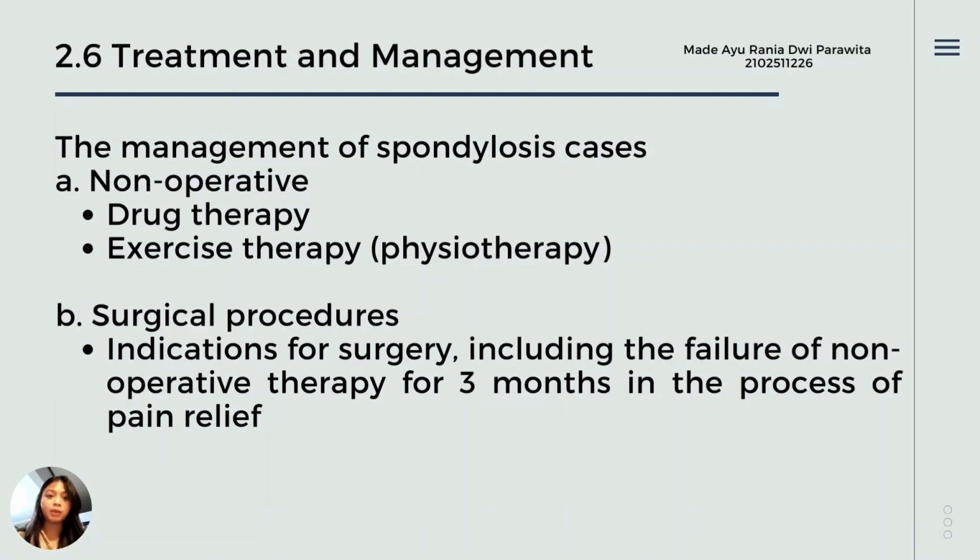Some of the anti-pain medicaments that can be administered are NSAID, muscle relaxant, antidepressant, and corticosteroids. And corticosteroids are usually for patients with more serious cases. In exercise therapy, it usually takes 15 until 20 sessions between 30 and 45 minutes duration over a 3-month period. In contrast to non-operative treatment, in operative therapy, there must be an indication for surgery, including the failure of non-operative treatment for 3 months in the process of pain relief, persistent or recurrent with or without neurological deficits.